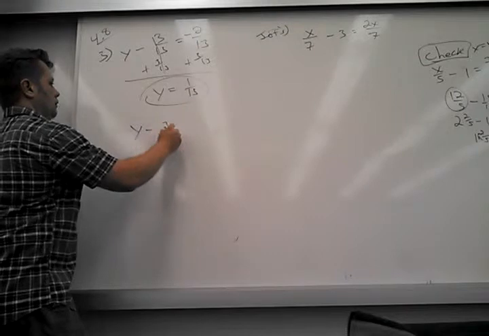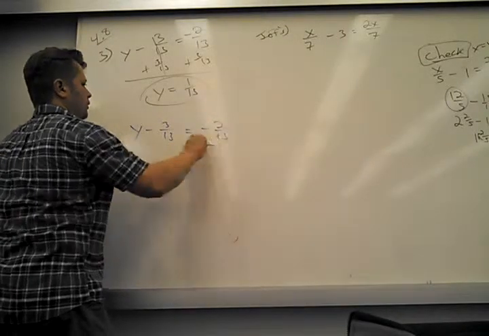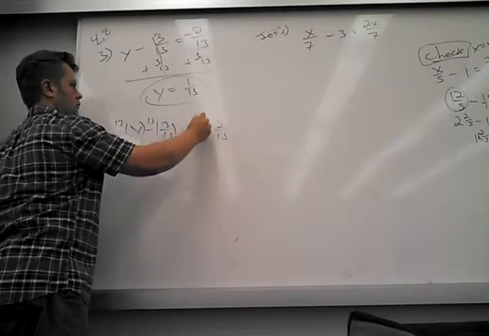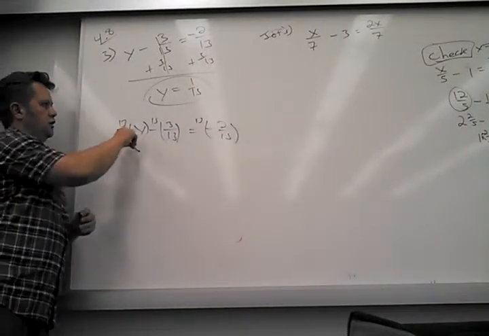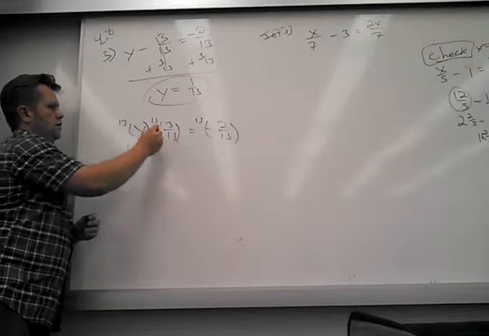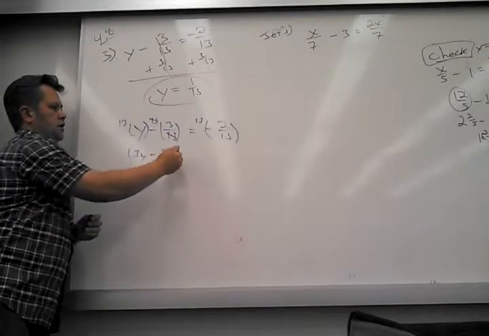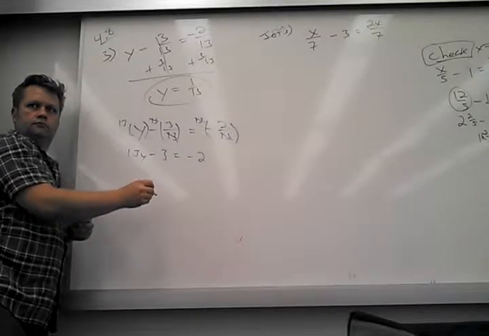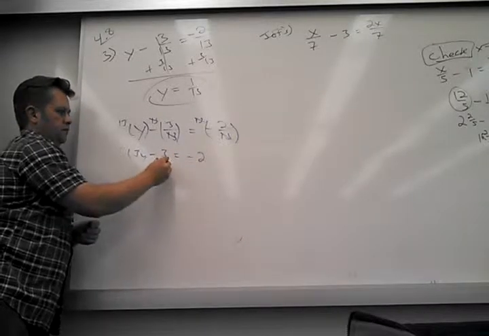I mean, here, what happens if I do multiply by 13? Here I get 13y minus 3 equals negative 2. So then I would add 3, right?